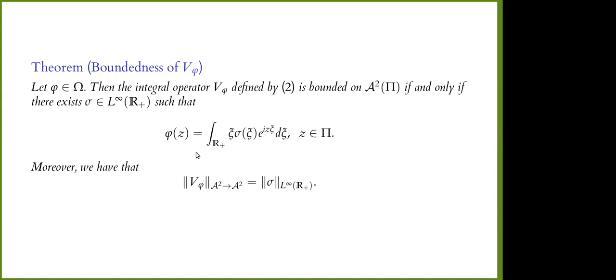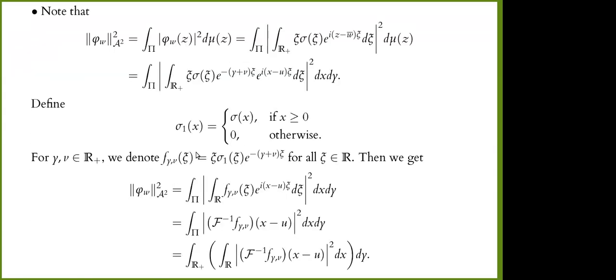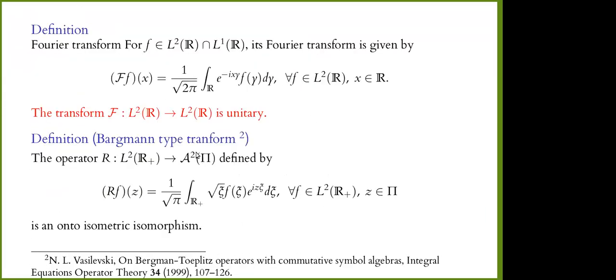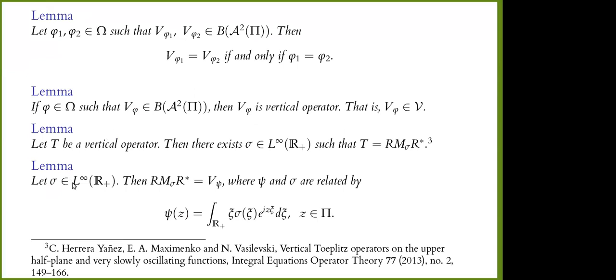So this follows from lemma 2 and 4 as I explained before. First we show that V phi is a vertical operator, and then we can show that every vertical operator is of the form V phi. Then, due to the fact that the symbol phi is coming from omega, the representation is unique.